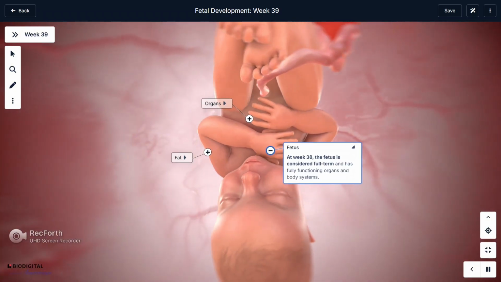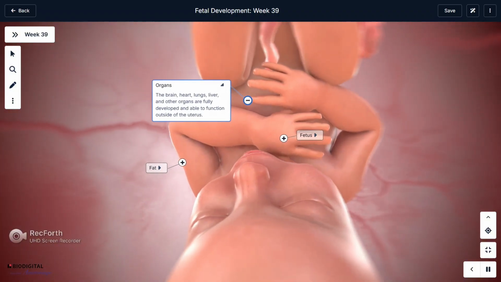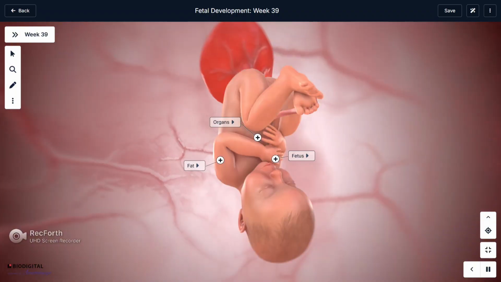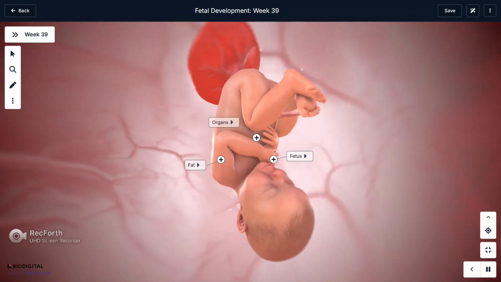And by week 39, the fetus is considered full term and has fully functioning organs and body systems. The brain, heart, lungs, liver, and other organs are fully developed and able to function outside of the uterus. The fetus has accumulated insulating fat and has developed a more prominent chest to ensure proper temperature regulation after birth. And the baby is already fully developed and is ready to face the outside environment.